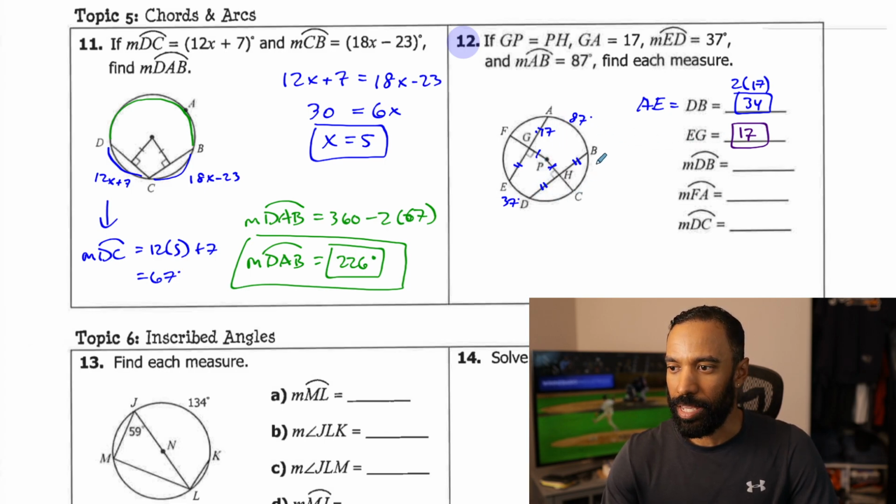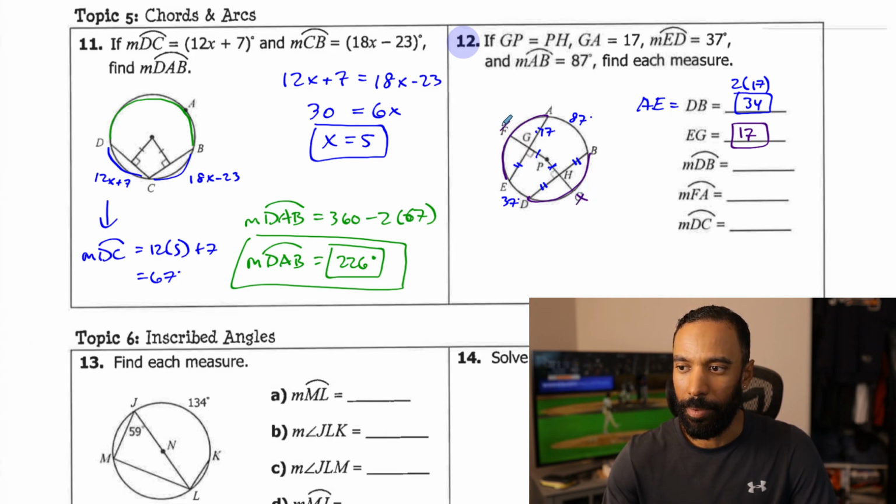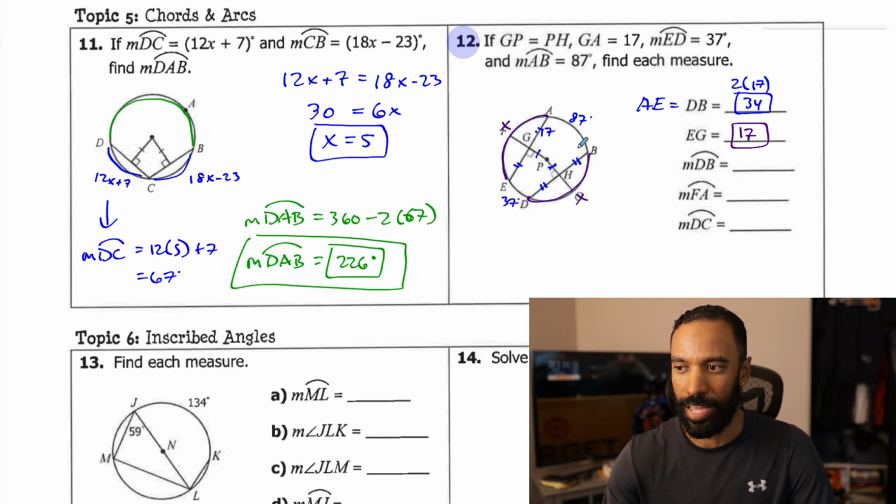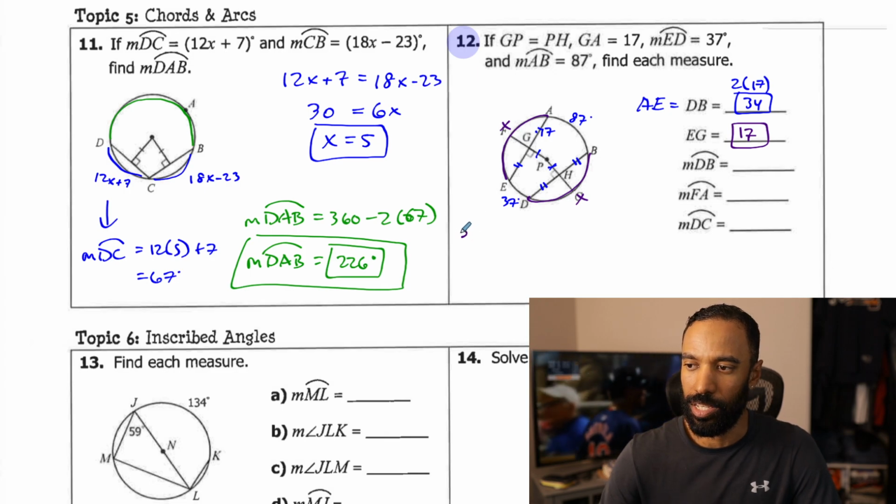Measure of arc DB. Arc DB is right here, and keep in mind, these two are the minor arcs of these two congruent chords. This DB is equal to AE. So these two, unknown, I'll call them X for a moment. These two are just some X's that are a part of the entire thing that adds to 360. 87 plus 37 plus the two X's equals 360.